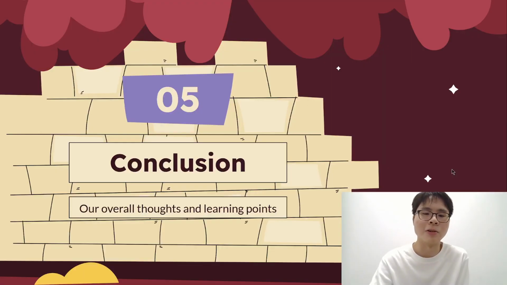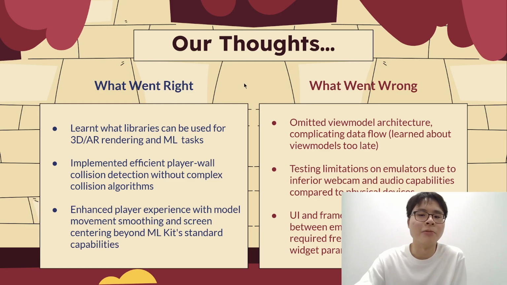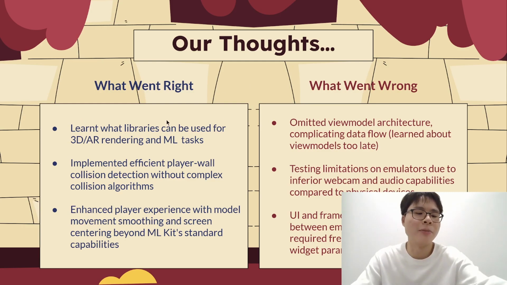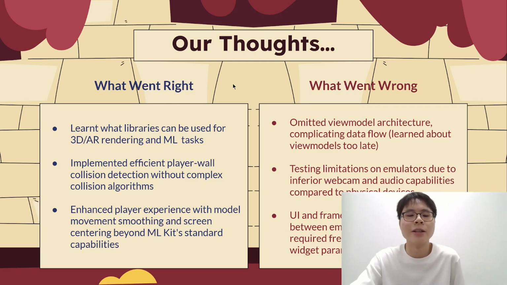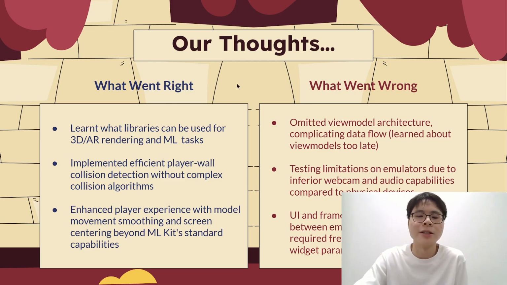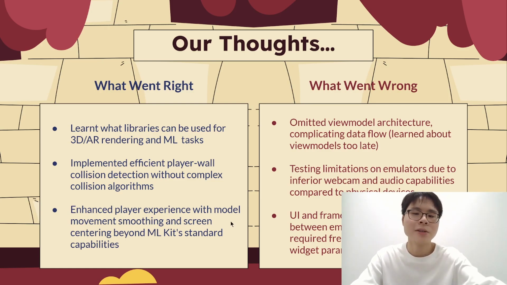Now I will go over the conclusion. So what went right and what went wrong? We learned what libraries can be used for 3D/AR rendering and ML tasks, and learned how to integrate libraries in Kotlin using Gradle. We also figured out a way to accurately implement player wall collision tests without using complicated or expensive collision algorithms. Lastly, we figured out a way to improve the player experience by smoothing the player model movement and centering it on the screen, which is something even the MLKit demo program didn't do.